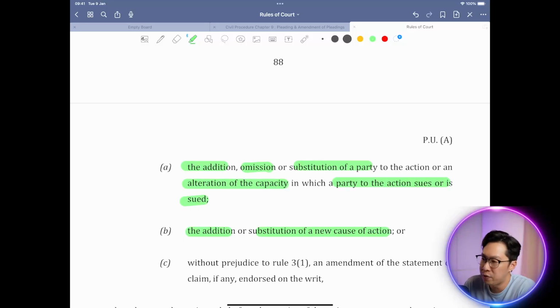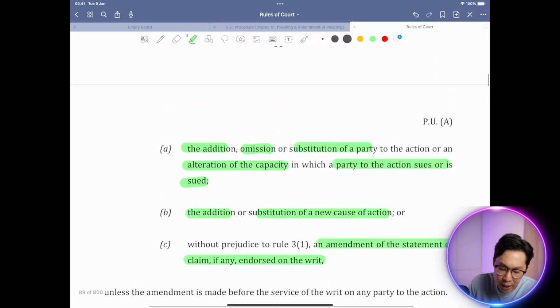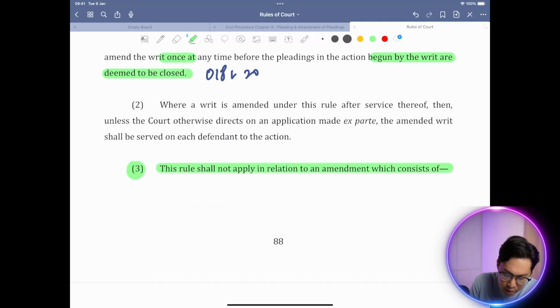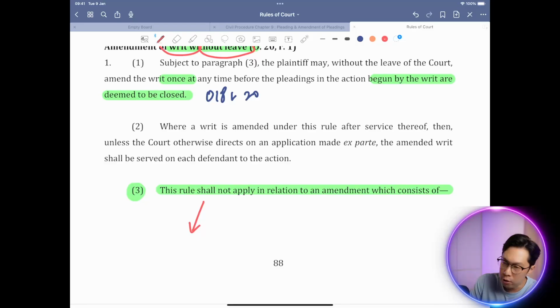Cause of action is under breach of contract. Now, cause of action suddenly is under tort of negligence. Or, without prejudice, amendment to the statement of claim, if any, endorsed with the writ. All these things are not allowed. Meaning, if you wanted to do any of these things, regardless of close of pleading or before close of pleading, you will need a leave.